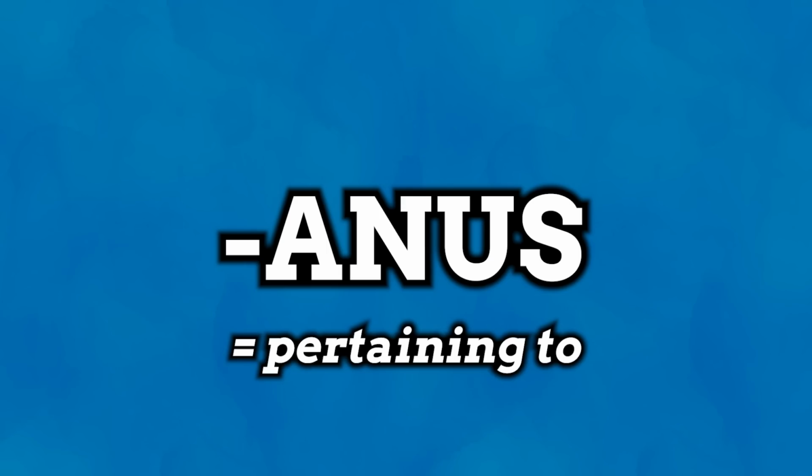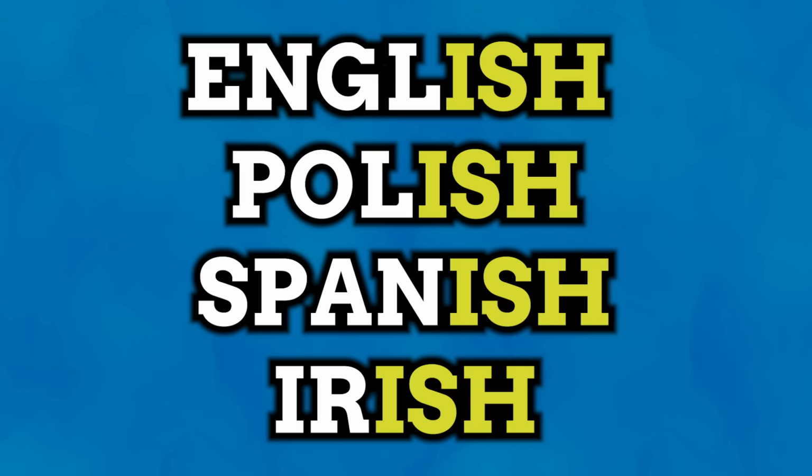This Latin suffix simply means pertaining to, so it's understandable why it would end up being used in demonyms, as these words exist to explain how things and people relate and pertain to certain places. Another commonly heard suffix for demonyms is ish. This is heard in words like English, Polish, Spanish, and Irish.